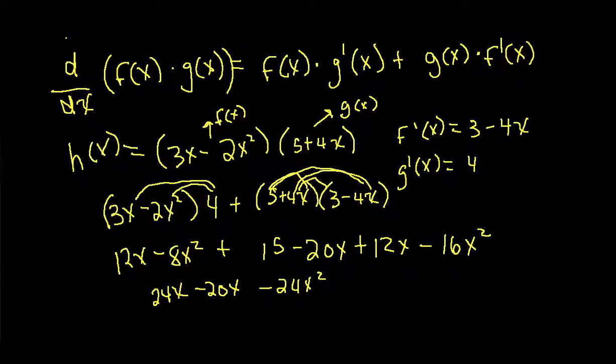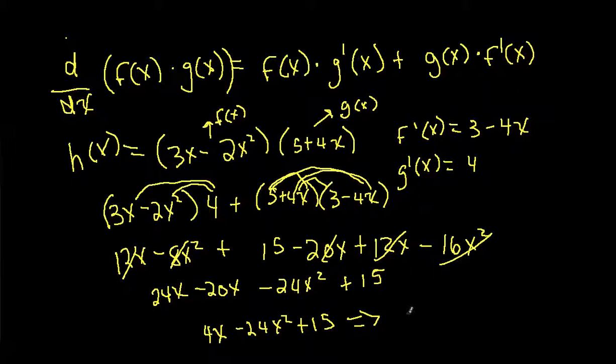Okay, and so then I wrote those out, so I'm going to cross them out so I can keep track. I've taken care of the 12x's, and I'm going to do the subtraction later. And then I have a 15 left at the end, so we have plus 15. So now I know 24x minus 20x is just 4x, minus 24x squared plus 15. And it's nice to simplify it and keep it in the right order. So I usually keep it in descending order. So I rewrite it as negative 24x squared plus 4x plus 15. And this all equals h prime x.